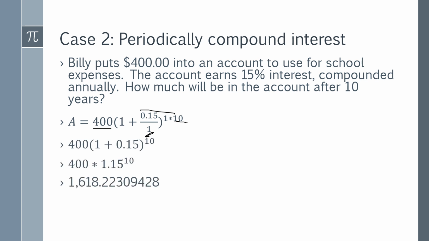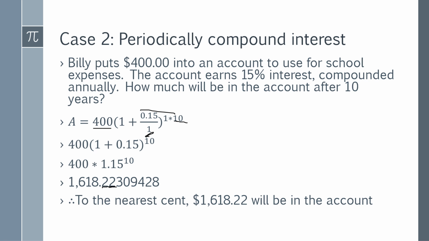You're going to get this big number, but because you're dealing with money, you have to round it to the nearest cent. So when you round it, you look at your 3 as your place value, it's less than 5, so it's going to be 22 cents. So to the nearest cent, Billy will have this amount of money in his account after 10 years.